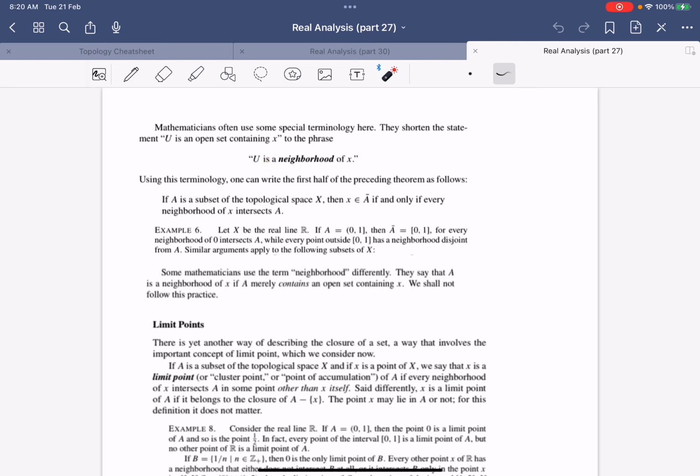And while some mathematicians define neighborhoods differently, as just a set that contains an open set containing X, then they define our definition as an open neighborhood. We shall stick to our definition because most of the time we anyway want to use the open set property instead of caring about the whole set. And so we shall call it open neighborhood for less confusion.